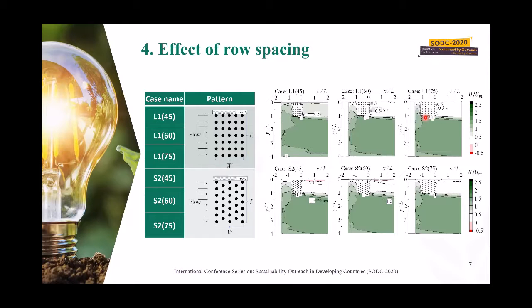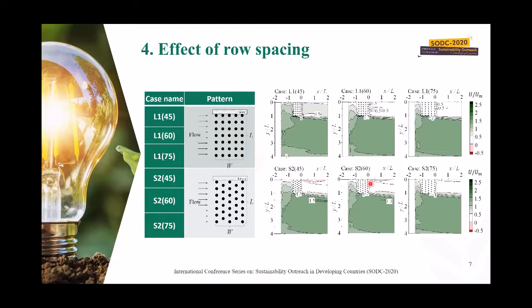We can see in the type L1, a high velocity generated behind the pile group. By increasing the row spacing, the velocity decreases. We can see here a decreased flow near zero flow. But in the type S2, as the spacing of the piles increases, we can see the velocity increases behind the pile group.